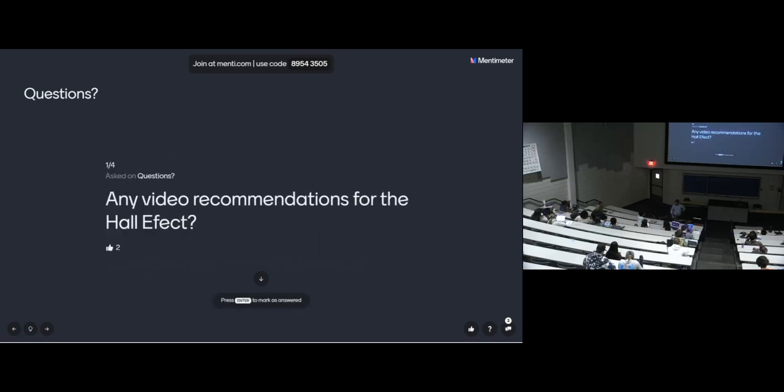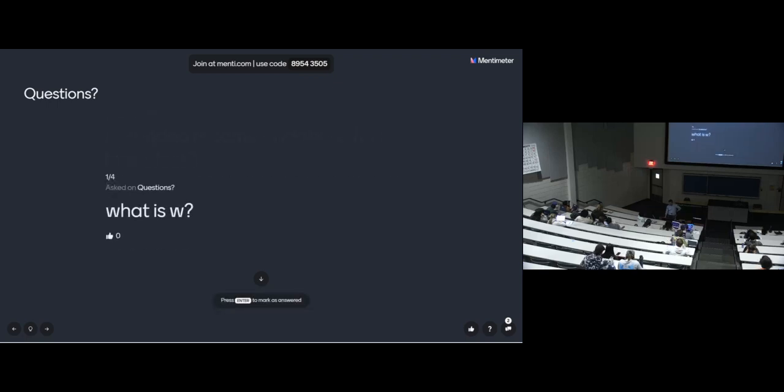Any video recommendations for the Hall effect? No, I'm not aware of any. I would just look on YouTube. What is W? It's the 23rd letter of the alphabet? 22nd? No, just kidding. It's in the equations, it's width. So the actual width of the conductor.